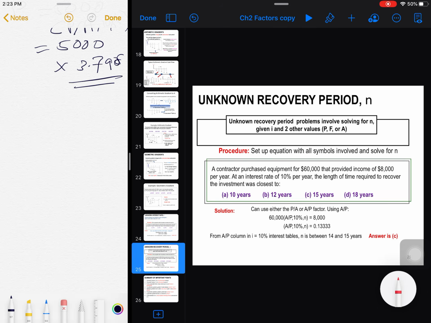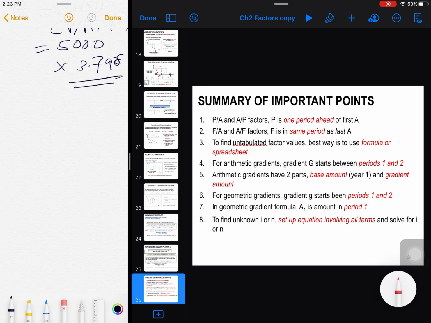You are also given unknown recovery period n, okay? Right, you can have this equation as well. You can basically read it up later.